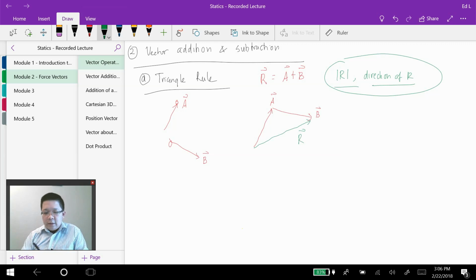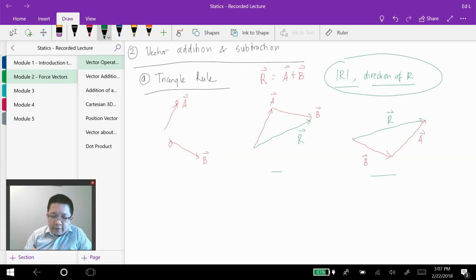This can also be done in a similar manner. Instead of moving factor B, we can move factor A, which means we move the tail of factor A to the head of factor B. So this is factor B, this is factor A, and the resultant factor goes there. As you can see, these two sketches give us the same factor R with the same direction, if we draw it properly.